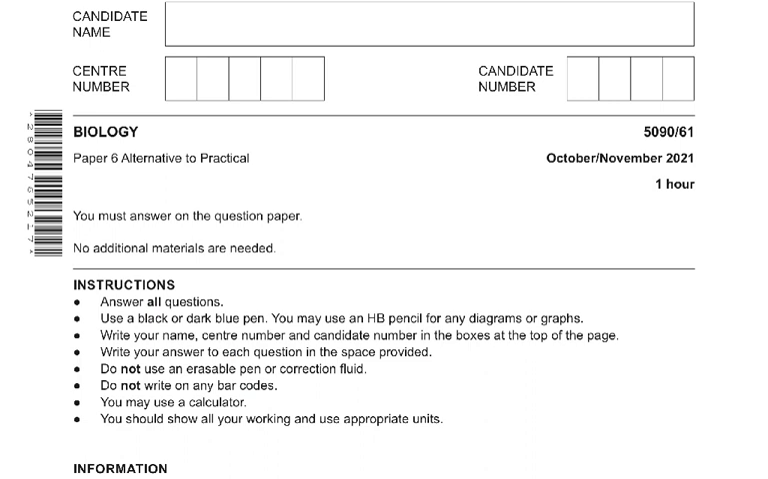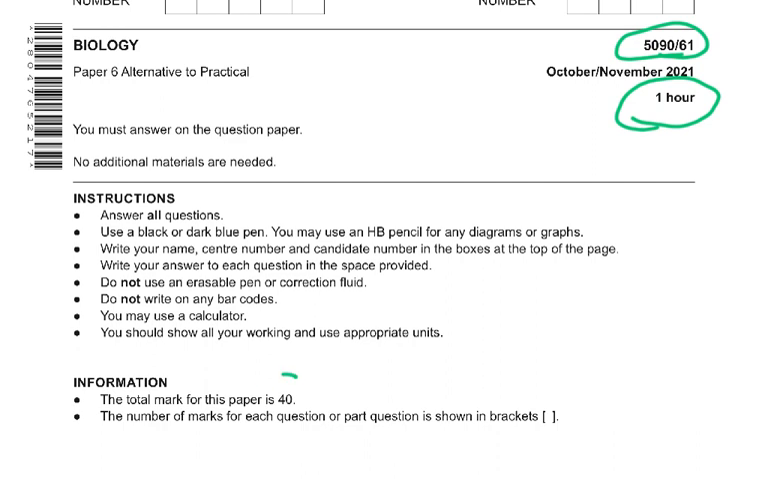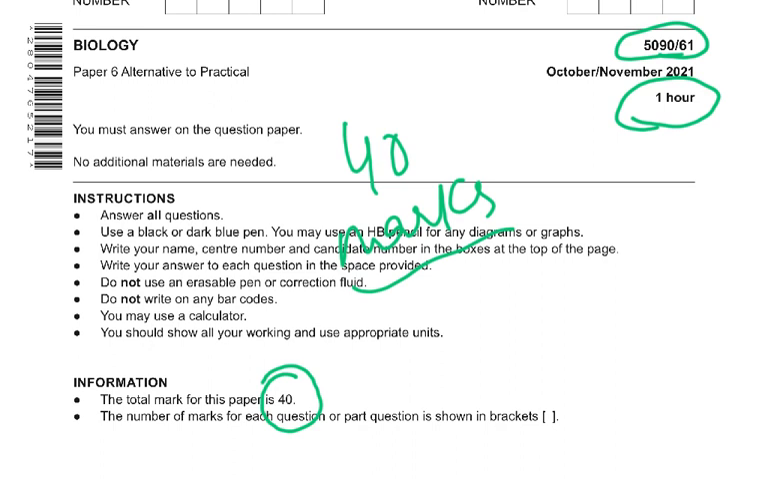Now, as you all know, this paper is for 1 hour. And this is the paper 6-1, the alternative to practical, and the total marks for this is 40. So the 40 marks which you're going to be getting, you have to try to get as many marks as possible and finish this paper in 1 hour.